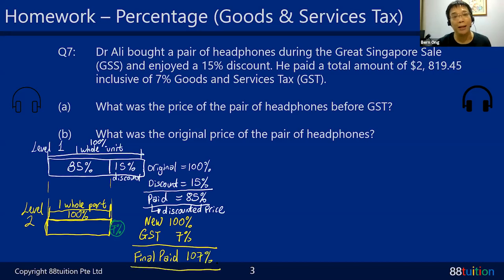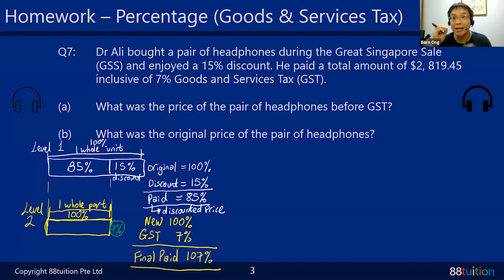So this is like the storyline. You got the amount of money. Then you are given a discount, so it becomes 85%. 85% is the amount you have to pay, and this 85% is what I call the discounted price. Then after that, you have to pay another 7% GST. Your 7% GST, remember, is based on the discounted price according to this question. It's always like that. The 7% is after you minus your discount or whatever. And you have to pay the final amount of 107%.